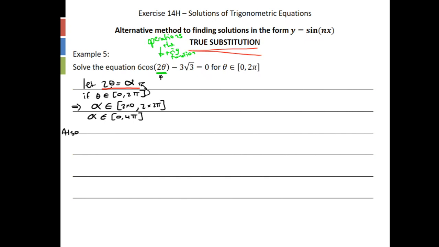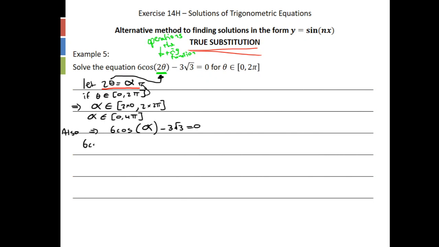Also, if 2 theta is equal to alpha, we can say it follows that 6 cos alpha minus 3 root 3 is equal to 0. That's why we've picked whatever's inside, that's why we've picked that to simplify this down. So we just get cos of something, and it makes our life a little bit easier.